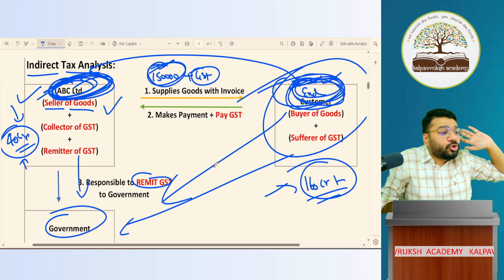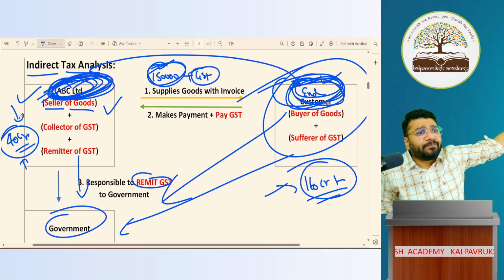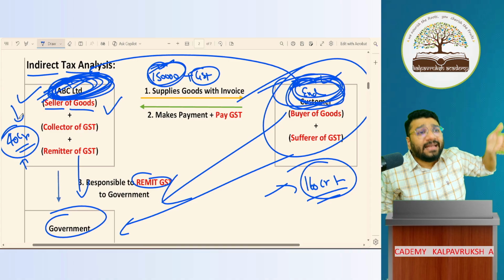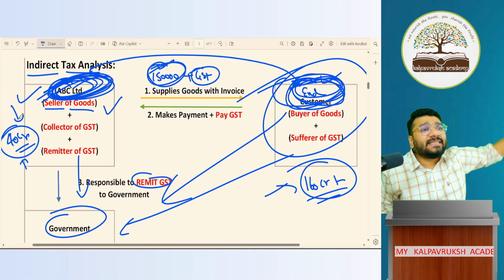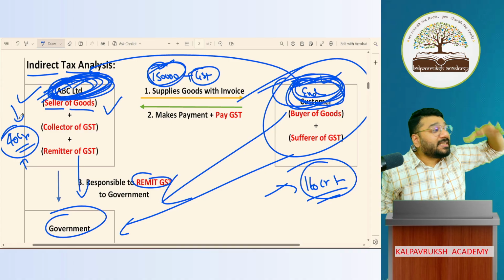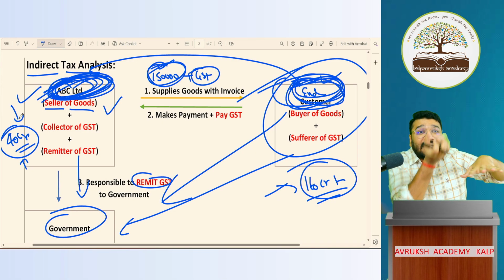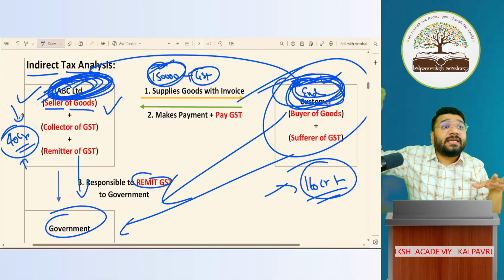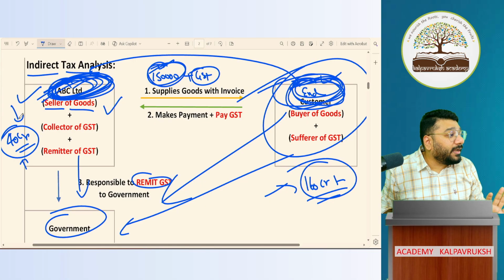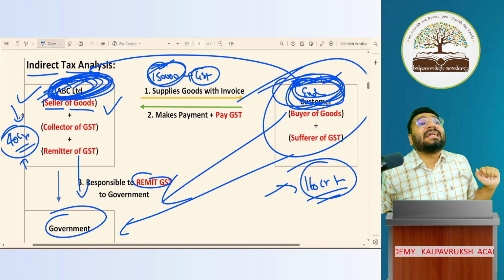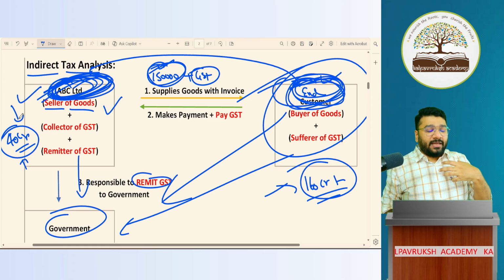Got it, not got it? So who is this middleman? He could be a manufacturer, distributor, wholesaler, retailer. In short, he's a businessman. So the businessman is given the responsibility of collecting the money from the customer and depositing the money to the government. Got it, not got it? Hence, another name for this is indirect tax. Got it, not got it?